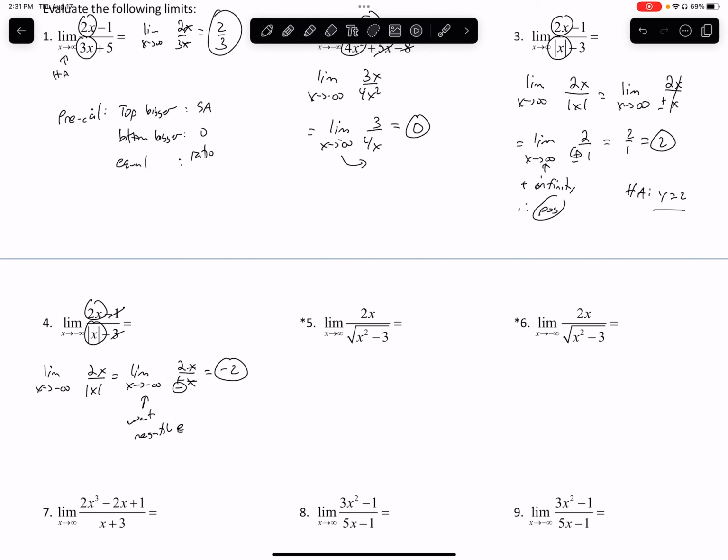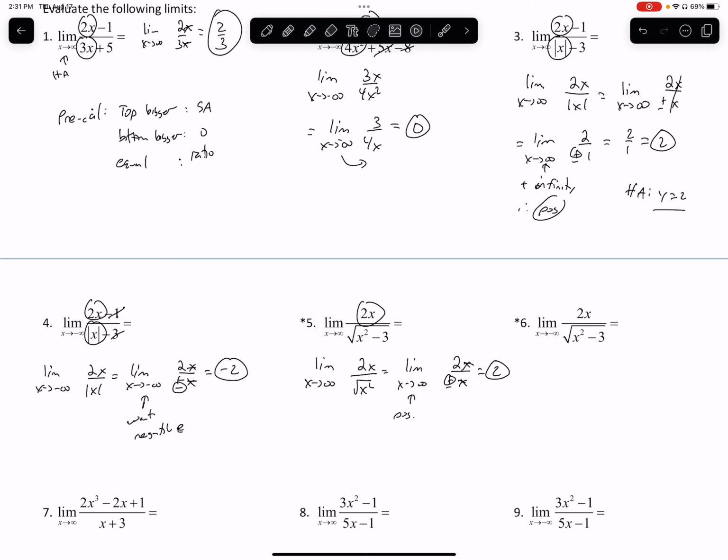Number 5, same thing. What do I care about? What's bigger on top? The 2x. So I get the limit as x goes to infinity of 2x over, on the bottom, the square root of x squared. Now, we've got to be careful. Back in pre-cal, you learned that the square root of x squared is the absolute value of x, or just, again, plus or minus x. And again, I want the positive infinity, so I get that. The x's cancel. I get 2. And look how easy this is.